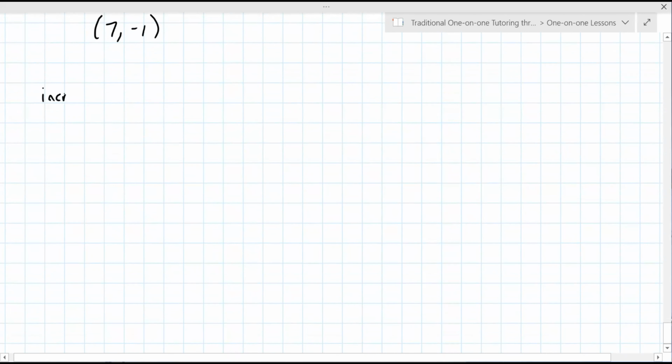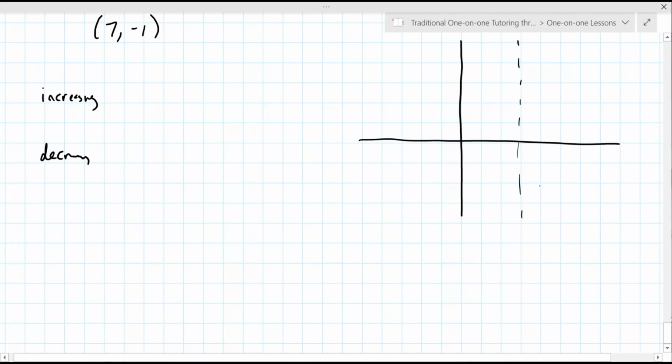So I'm going to redraw it, increasing, decreasing. So you get this, you get that point there, that point there. Okay, so where is it increasing? Where is it decreasing? I'll have you try that, please.